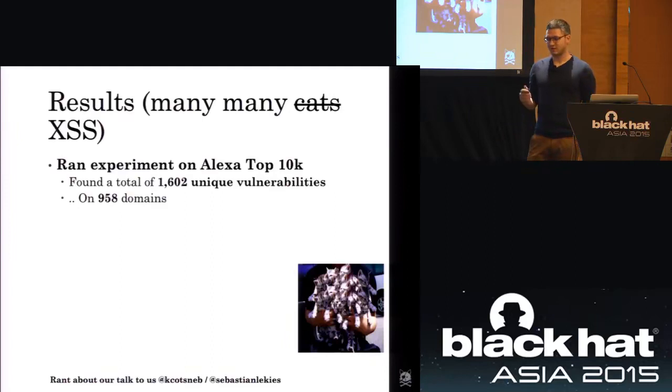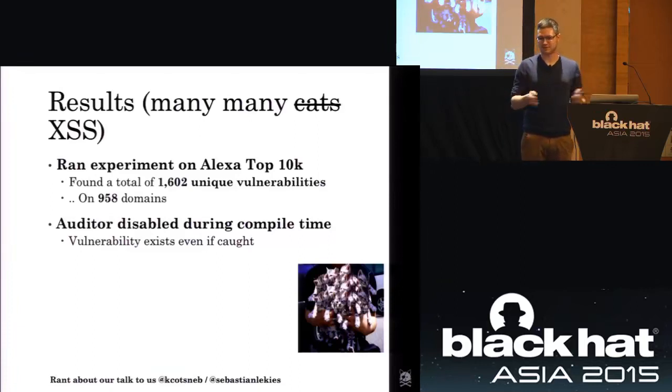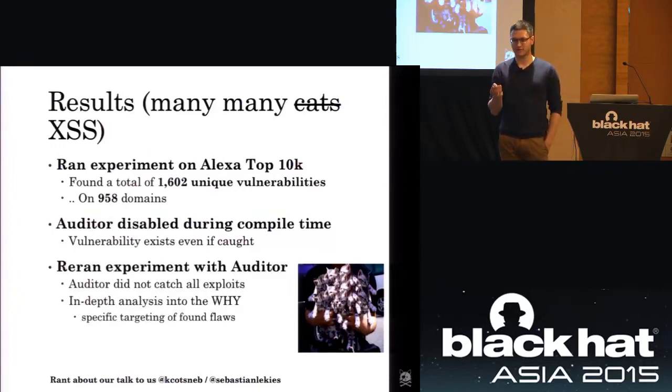When we validated these vulnerabilities, we actually opted to disable the XSS Auditor. Why did we disable it? Just because the auditor can catch an exploit doesn't mean that there is not actually a vulnerability, right? It just means that Chrome did a good job in terms of finding that. We then reran the experiment, turning on the auditor. And it turns out that some of the exploits were blocked, but others were not blocked.